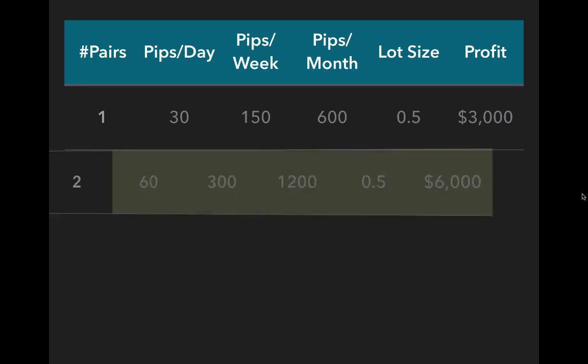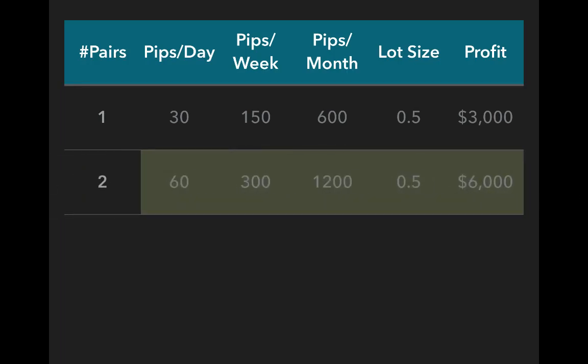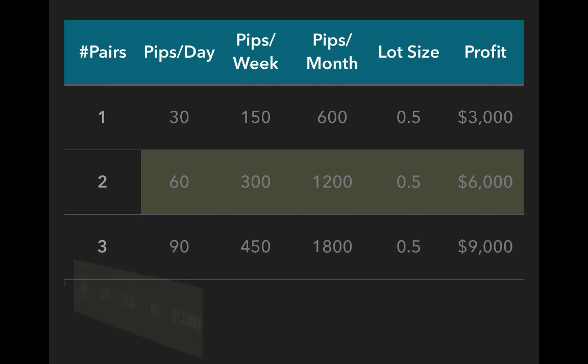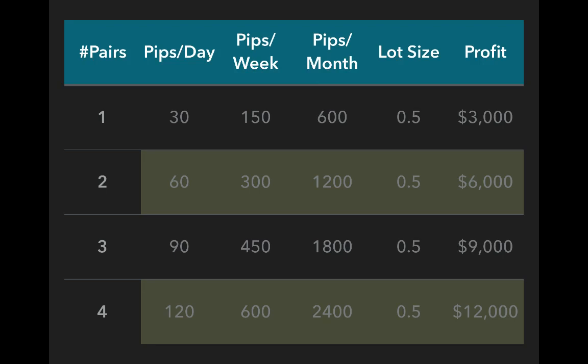Okay, 2 pairs, you're making $6,000 profit a month. 3 pairs, you're making $9,000 a month. And if you're trading 4 pairs, you can make $12,000 a month, okay? Just for trading half a standard lot, okay, 0.5 lots, okay? And you're doing the same amount of work, right, as before. You're not changing anything up, right? $12,000, that's over 6 figures in a year, okay? Most people aspire to make 6 figures a year. You can do that just by trading 4 pairs a day, catching 30 pips a day, and waiting for that perfect setup, right?